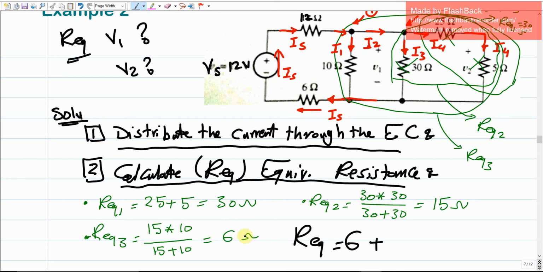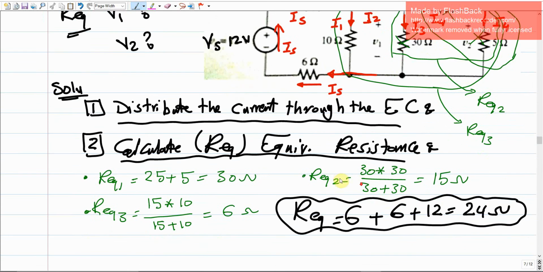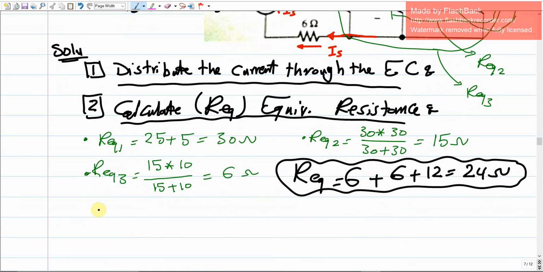6 ohm, which is this one, R equivalent 3, will be in series with the 12 and the other 6 ohms. So 6 ohms with another 6 ohm and 12, if you sum, this is going to give us 24 ohms. This is going to give us the overall R equivalent, the equivalent resistance for this electrical circuit, and this is going to be the second step.